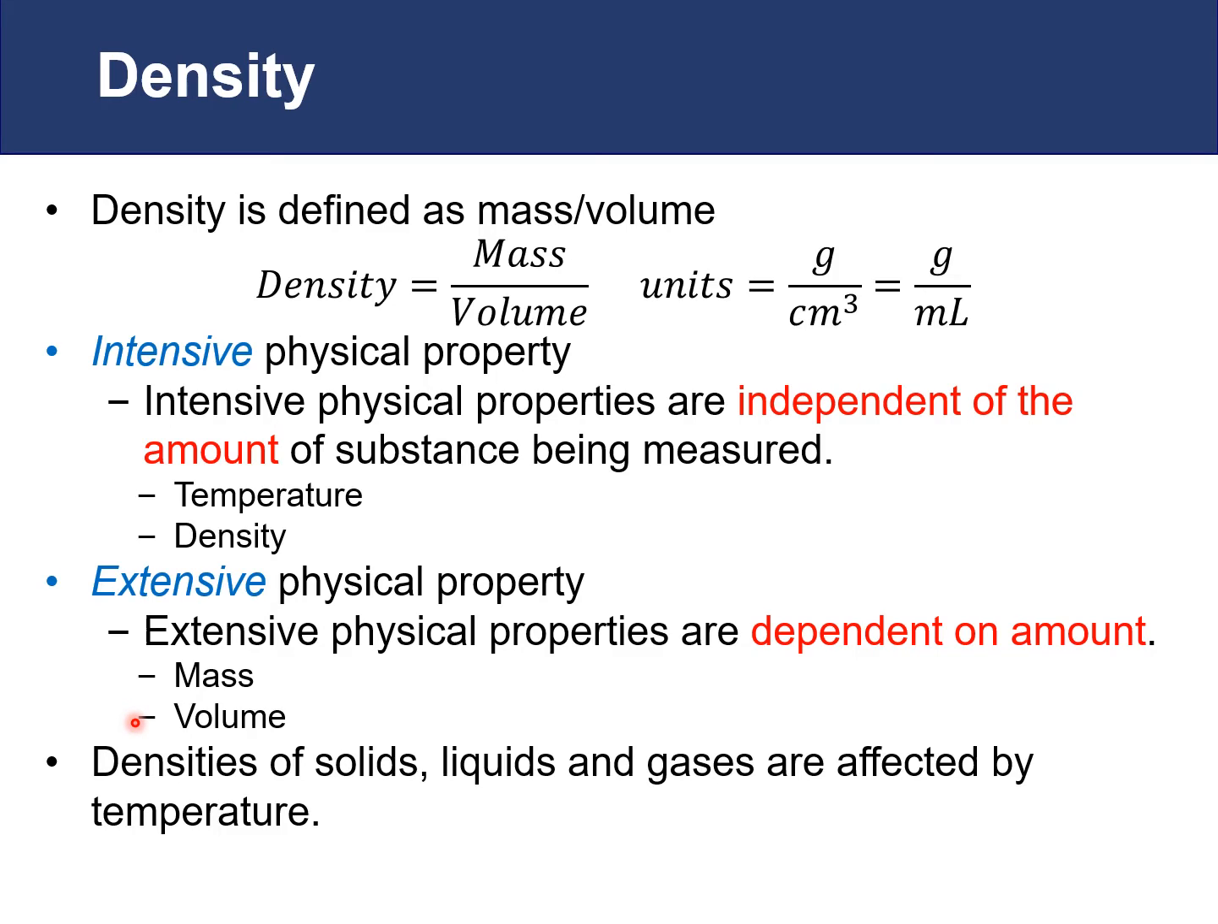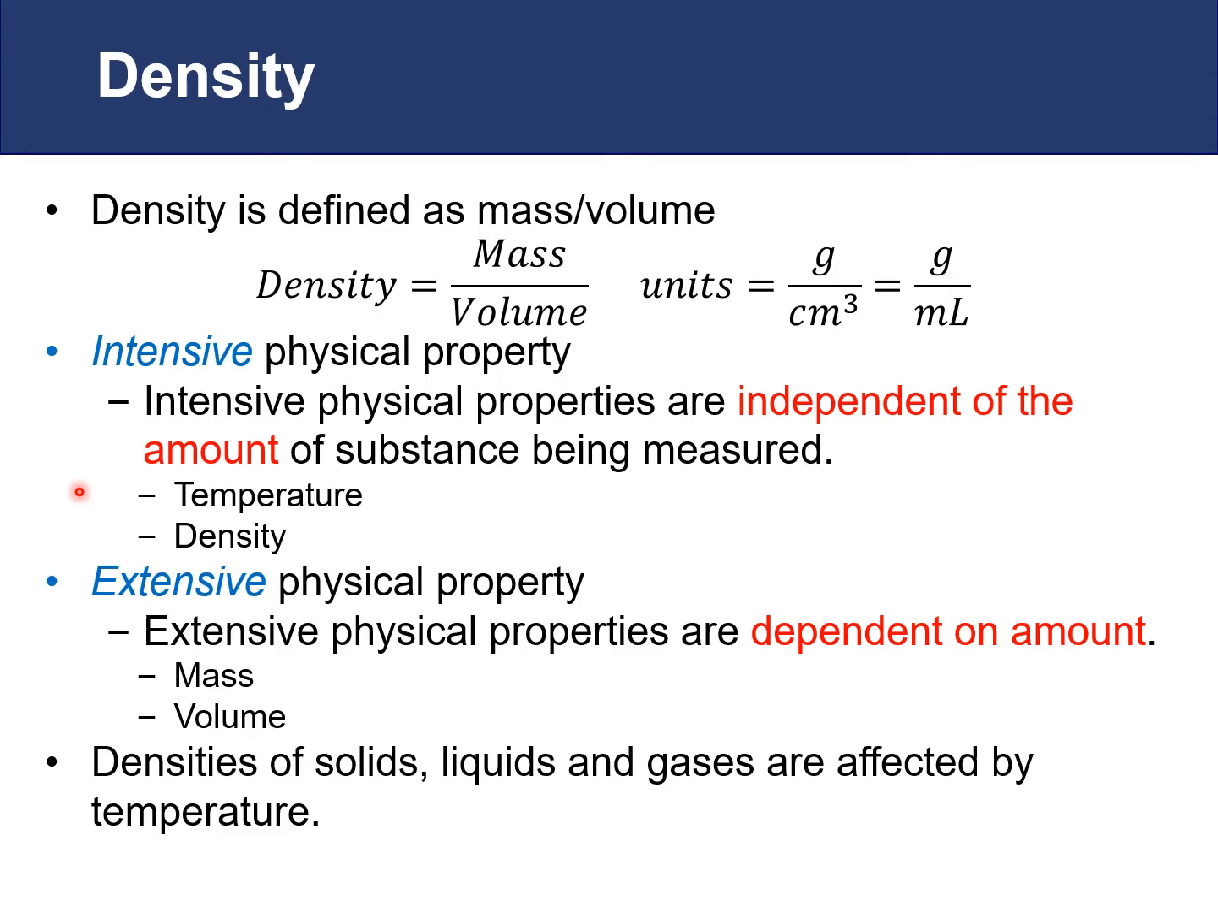A good way to determine which one you're working with is think about having a quantity of substance and cutting it in half. If the numerical value that you're measuring will change by cutting your substance that you're working with in half, then it is an extensive property. If it will not change, it is an intensive property. So let's say, for example, we have a glass full of water at a particular temperature.